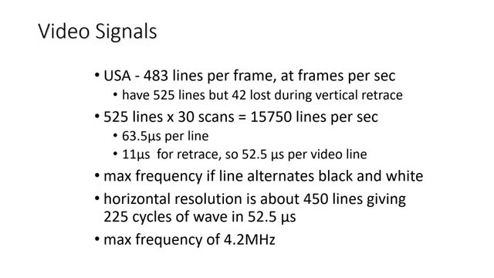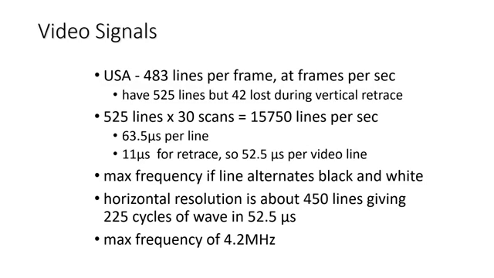Now consider a video signal produced by a TV camera. The US standard is 525 lines, with 42 lines lost during vertical retrace. Thus, the horizontal scanning frequency is 525 lines times 30 scans, which is equal to 15,750 lines per second, or 63.5 microseconds per line. Of the 63.5 microseconds, about 11 microseconds are allowed for horizontal retrace, leaving a total of 52.5 microseconds per video line.